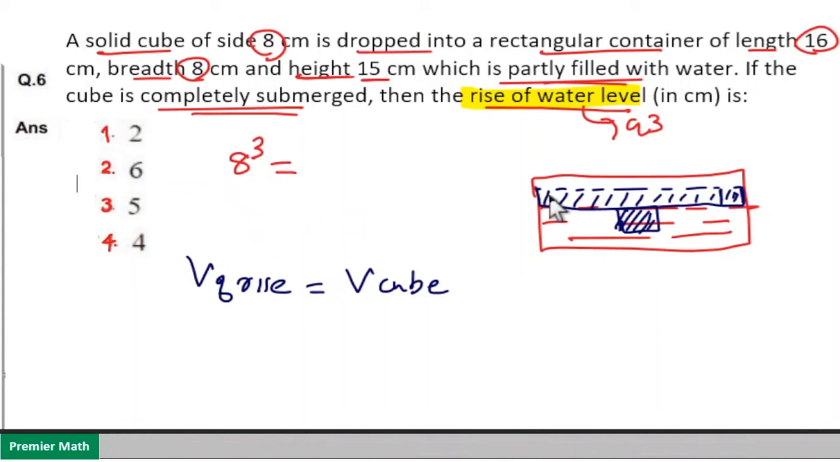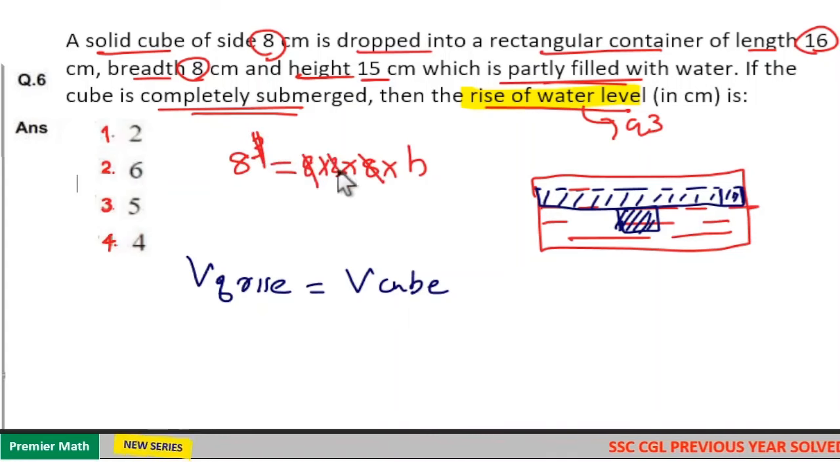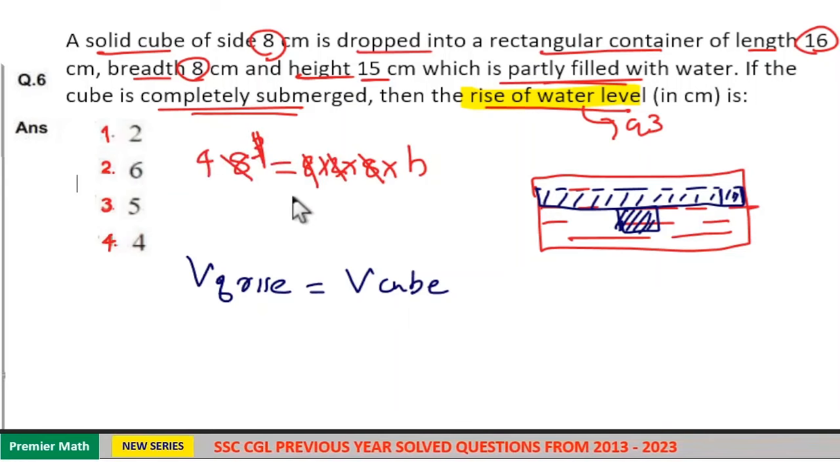which is equal to volume of rise, means volume of this rectangular portion, which is equal to length 16, breadth 8, and here we need height h in which this water level rises. Now here 16 I can write as 8 into 2. Now 8 square and 8 square cancel, remaining is 8 here. 2 goes 4 times in 8. So h is equal to 4.